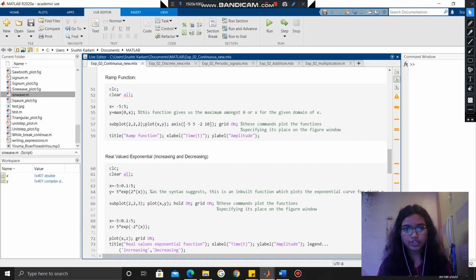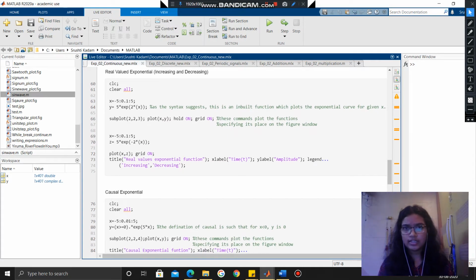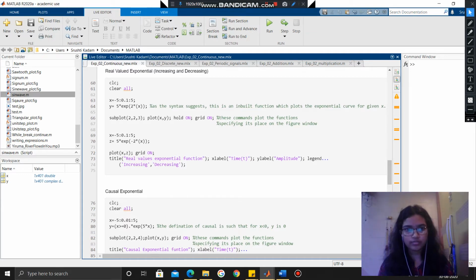Then we go to ramp function. What max of 0 comma x gives us is the maximum value between 0 and x. This is our x from minus 5 to 5. When we plot this, what we get is 0 for all negative x and y equal to x for all positive x. Real valued exponential, increasing and decreasing. e raised to x is an increasing exponential function. e raised to minus x is a decreasing exponential function.